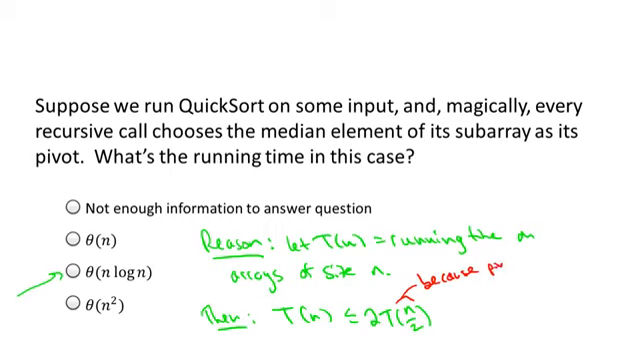And then how much work do we do outside of the recursive calls? Well, we have to do the choose pivot subroutine. And I guess strictly speaking, I haven't said how that was implemented. But let's assume that choose pivot does only a linear amount of work. And then as we've seen, the partition subroutine only does a linear amount of work as well. So let's say O of n for work outside of the recursive calls.